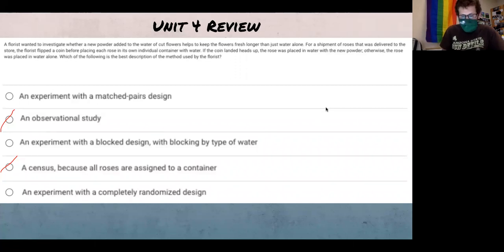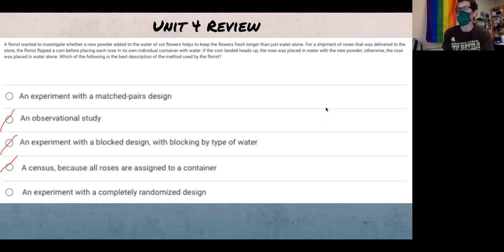So the water is, what kind of water, the regular water or the one with the new powder? Those are the treatments. We have to understand those are the treatments that we're going to get a response variable from. So it's not blocked right here. So maybe it comes down to, is it a matched pairs design or is it completely randomized?